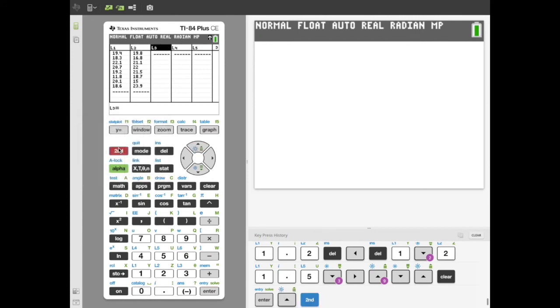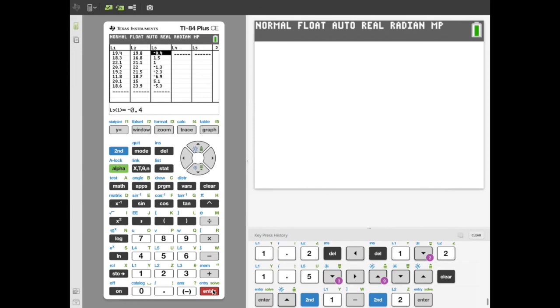So I'm going to go up to L3. I'm going to press second and choose L1 and do minus second L2. And again, I'm subtracting in that order because if you take a look over at A, that's what it's telling us to do. Here's our list of differences. I'm not going to write those down on a piece of paper. You guys can see them right now.